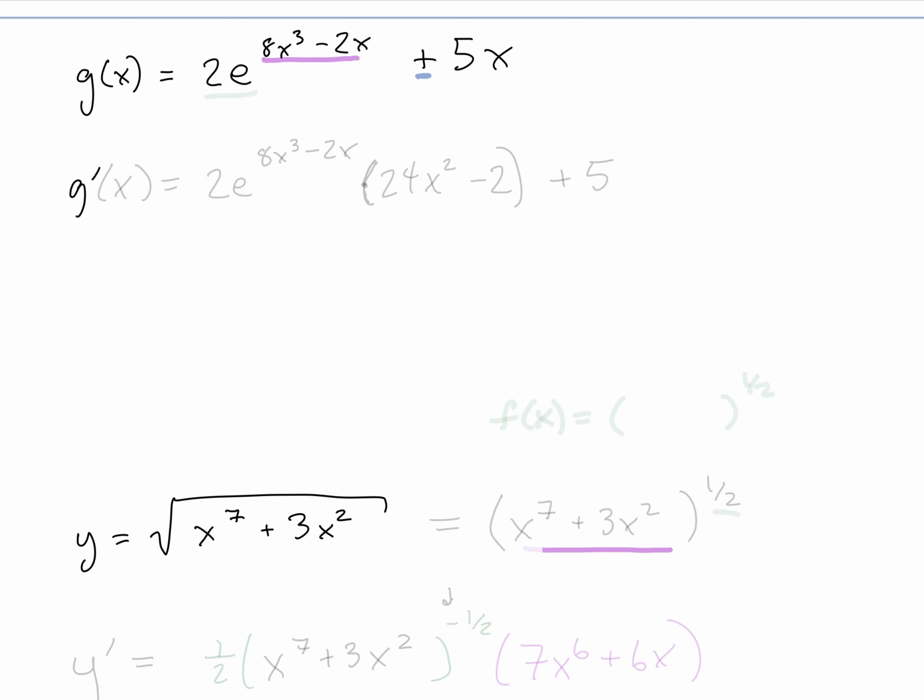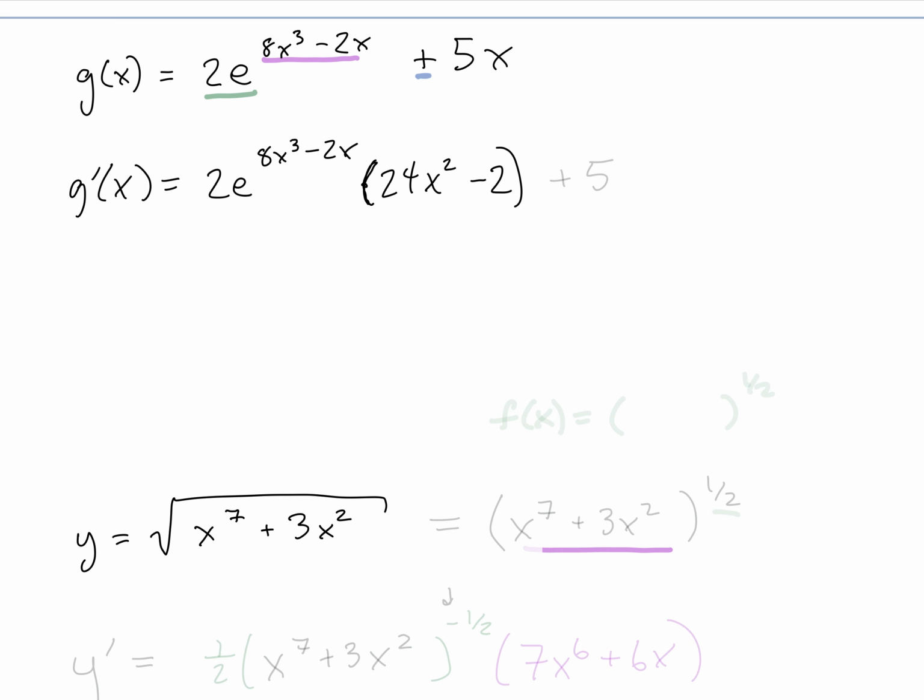So g prime of x is the derivative of our outside function, the derivative of 2e to the something. That's just 2e to that something, 8x cubed minus 2x. And now we're multiplying by the derivative of the inside. Don't forget the parentheses. Multiplying by the derivative of 8x cubed minus 2x, which is 24x squared minus 2.